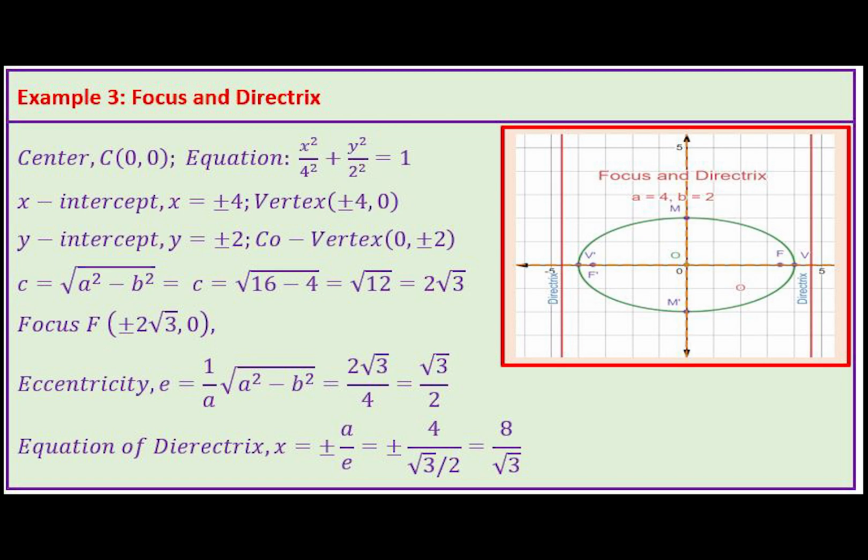Now let us find the eccentricity e. e is equal to 1 over a times the square root of a square minus b square. Substituting the values, 2 root 3 for the square root of a square minus b square, divided by 4 for a, we get square root 3 over 2. Equation of directrix is plus minus a over e. And so we get 4 over square root 3 over 2, which is 8 over square root 3 for the equation of directrix. So the two directrix equations will be plus minus 8 over square root 3.